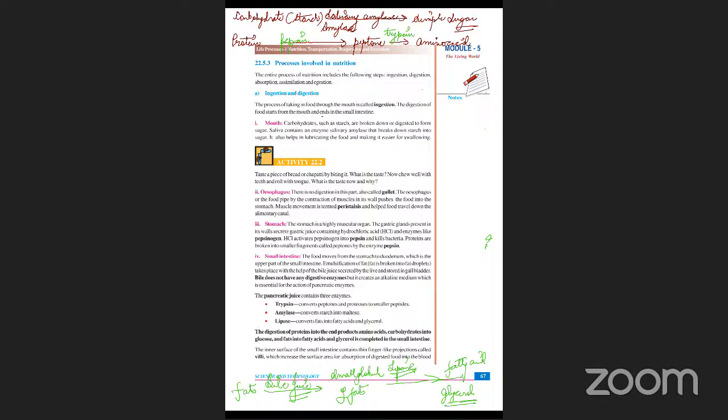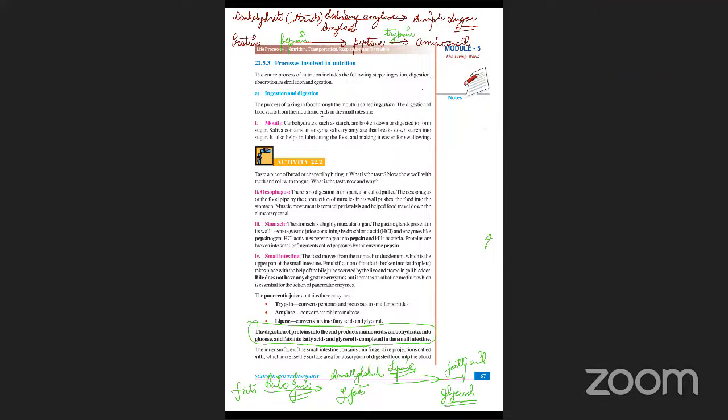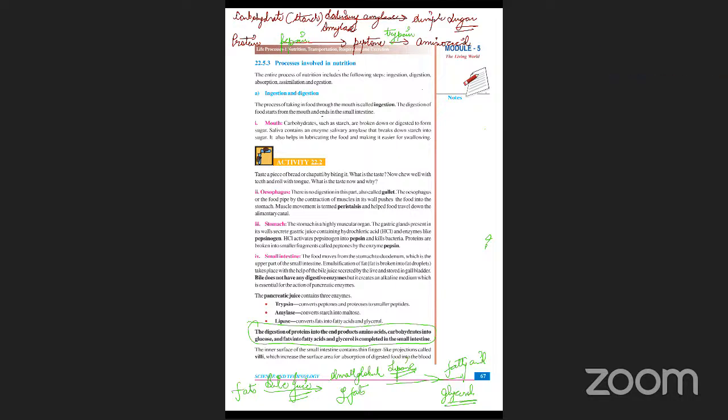Yeah. Now this line is very, very important. Can you read it? Hannah, can you read this? The digestion of proteins into the end product, amino acids, carbohydrates into glucose, and fats into fatty acids and glycerol is completed in the small intestine. So all the complete digestion occurs in the small intestine.